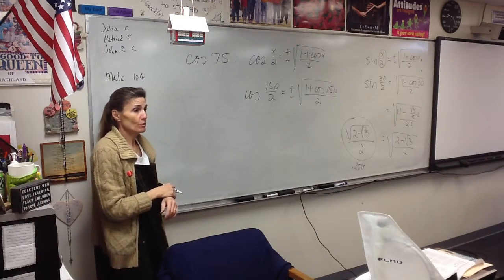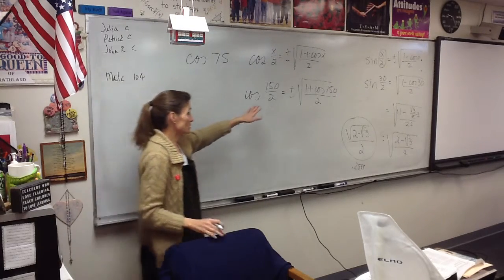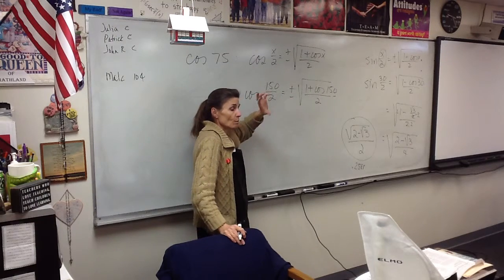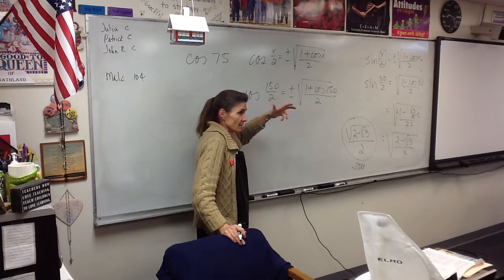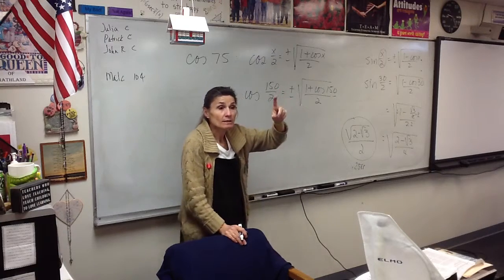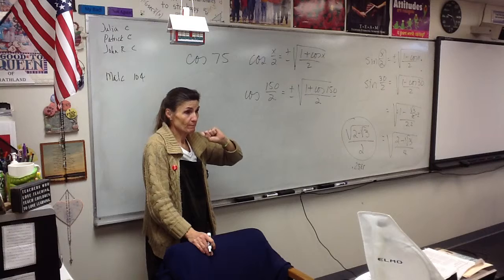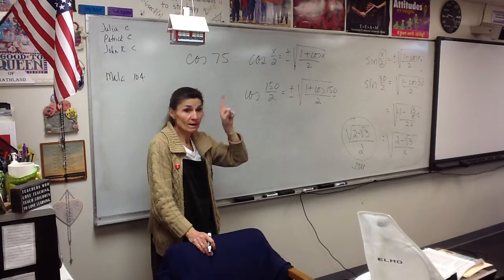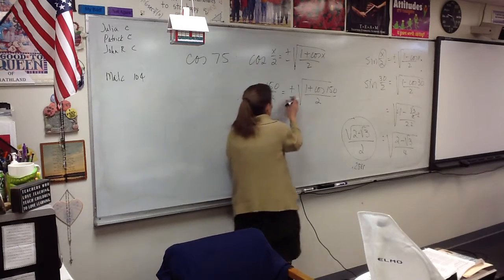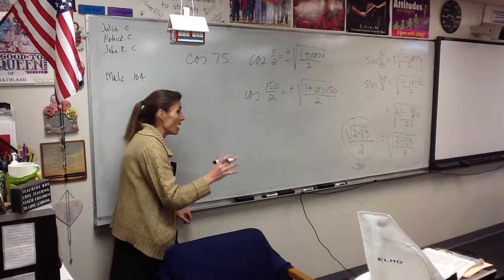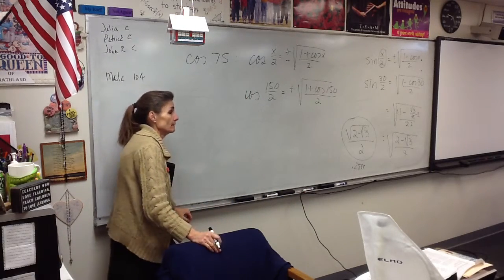Before we go any further, let's take care of this plus or minus. We don't want to have that confusing us down the road. What's this problem asking me to find? Cosine of 75. Where is 75? Which quadrant? First quadrant. What do I know about the first quadrant? Always positive. So we're just going to forget the plus or minus. We know we're going to get a positive answer.